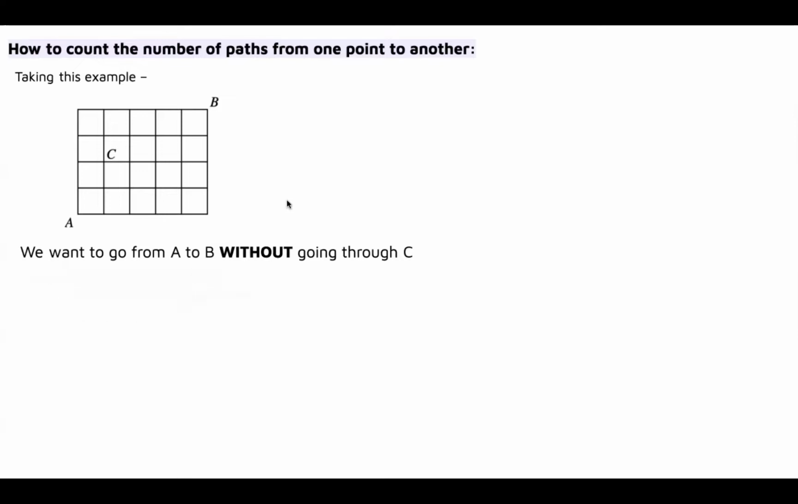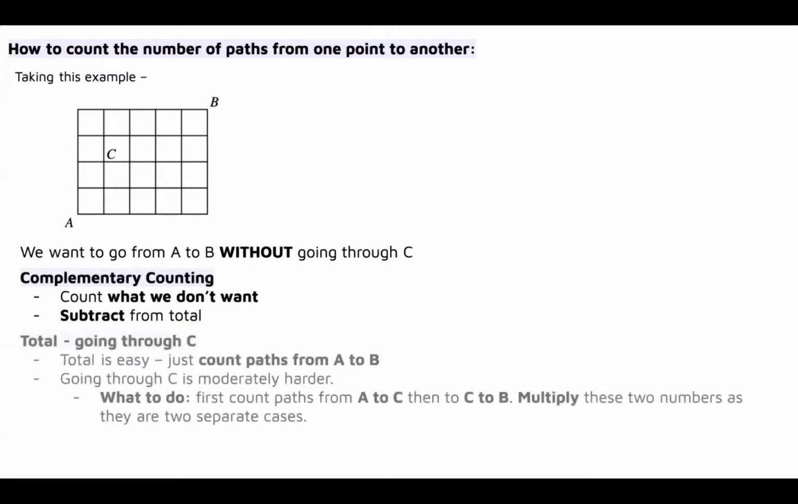So what you want to do is first complementary counting. As I defined before, you count what we don't want, and we subtract that from the total. So the total is something, and then you minus going through C, because you don't want going through C. Total is easy. Just count the paths from A to B, and knowing what I just taught you about ordering a word, this should be fairly easy. Going through C is moderately harder. It should be quite easy after this video, but without learning it, it is quite hard.